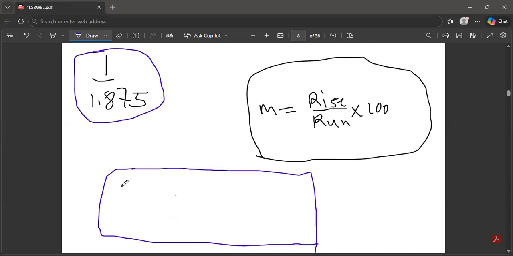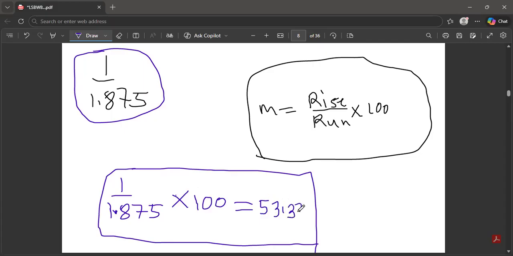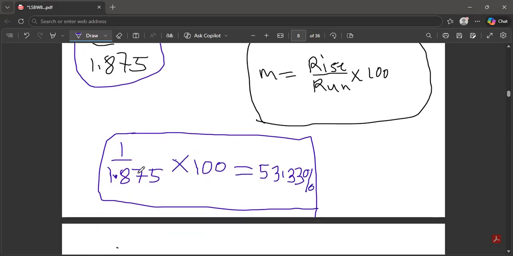And that is 1 over 1.875, times 100, all times 100. At the end of the day, you're still going to get 53.33%. So that is it.